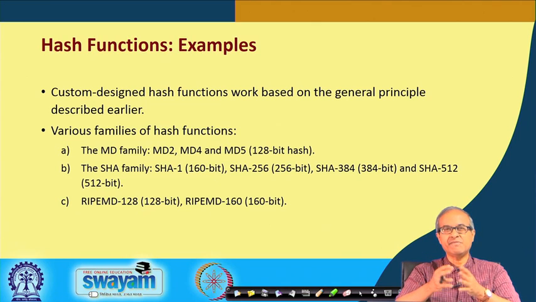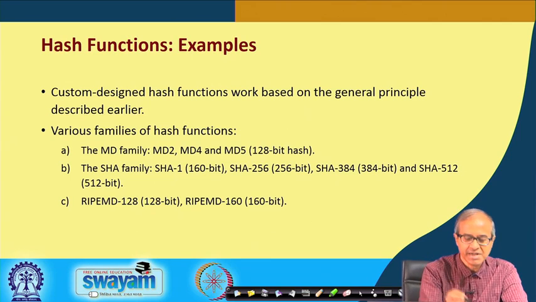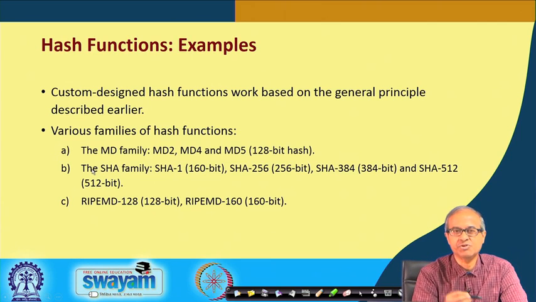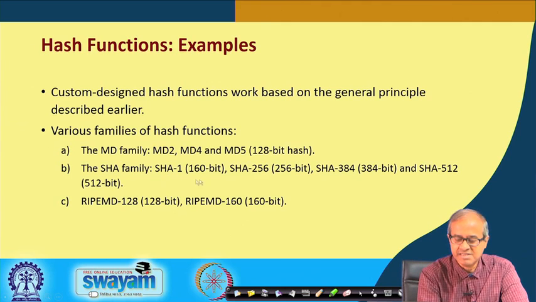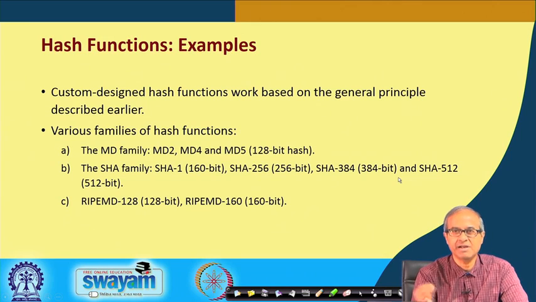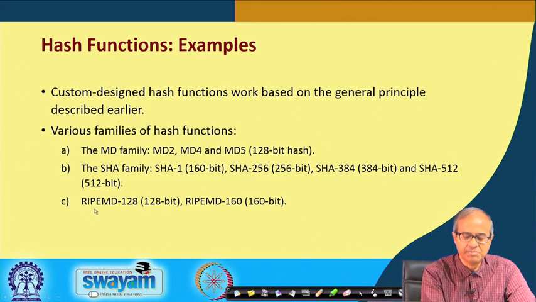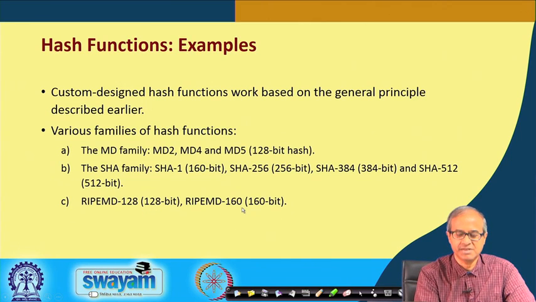So, at present MD5 is not that widely used, though in some occasional cases it is used. There is another family called the SHA family that is much more widely used, and there are several variations in the SHA family which generate hash values or digests of various sizes: 160 bit, 256, 384 or 512. There are other intermediate varieties also. And there is another class called RIPEMD, which also has 128 and 160 bit versions.